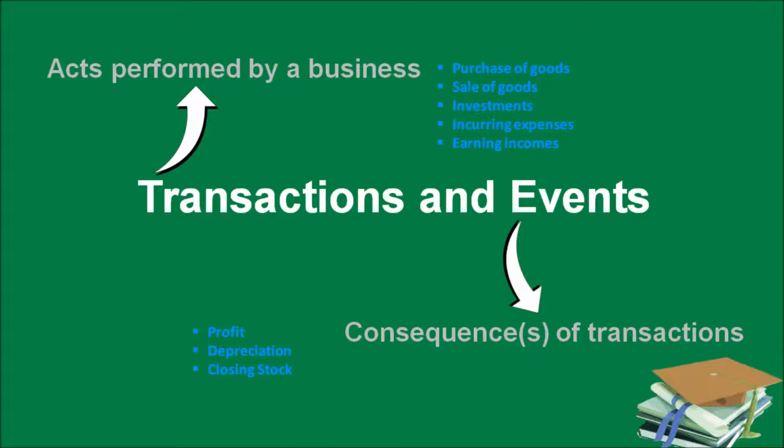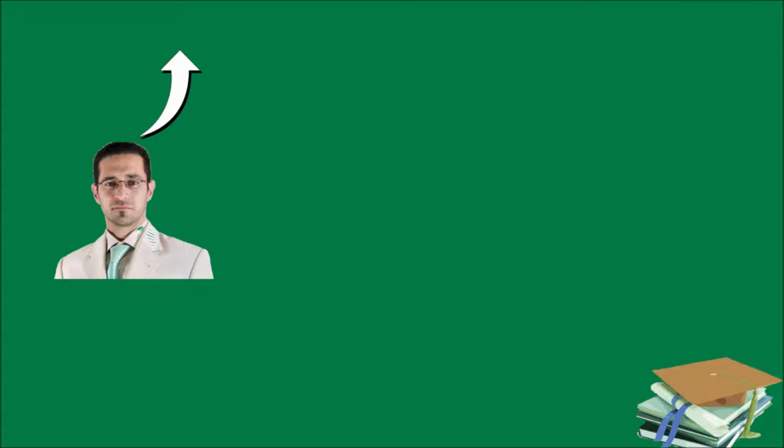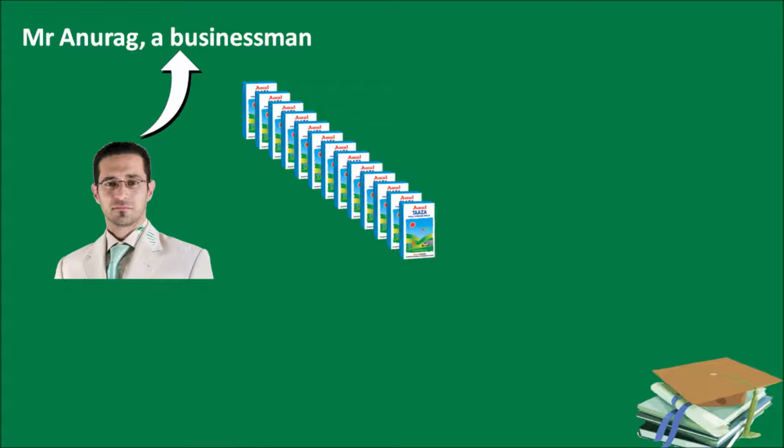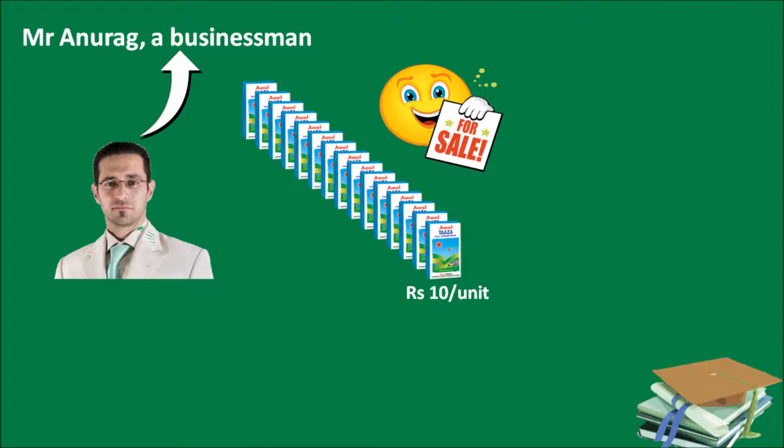Now let's understand what transactions and events are using a simple example of Mr. Anurag, a businessman who wants to purchase and sell milk. So he purchases 15 units of Amul Taza milk at rupees 10 per unit and keeps it in a shop for sale.